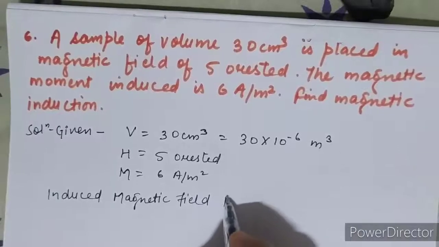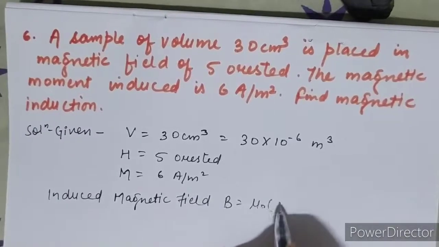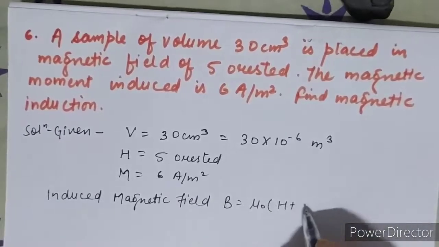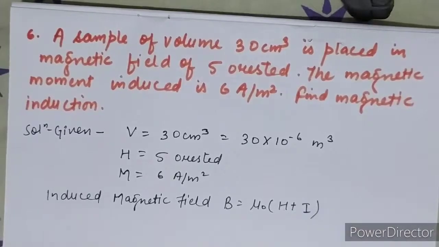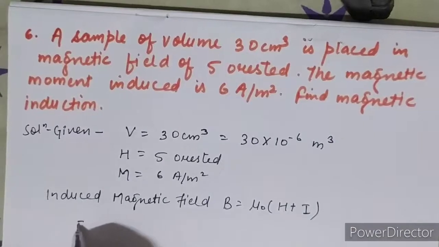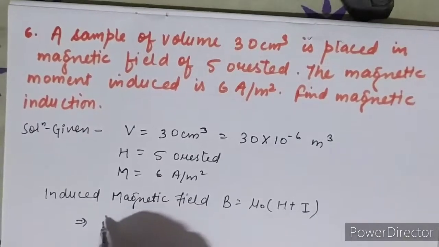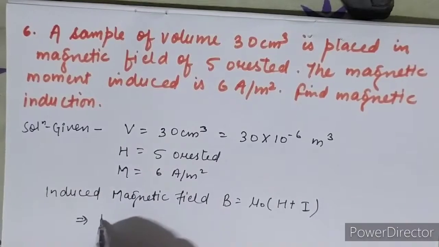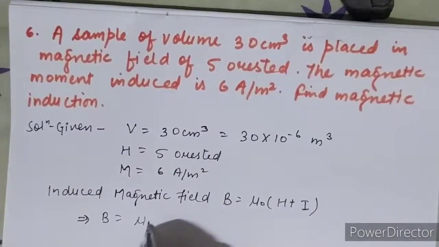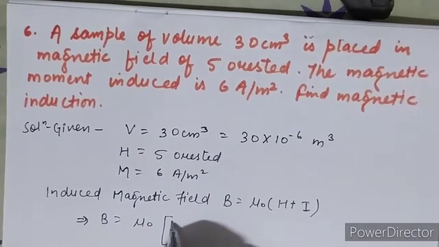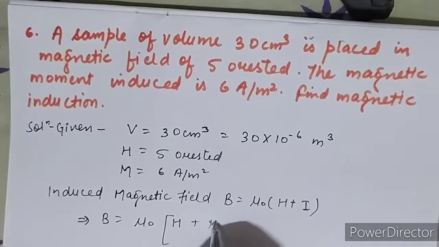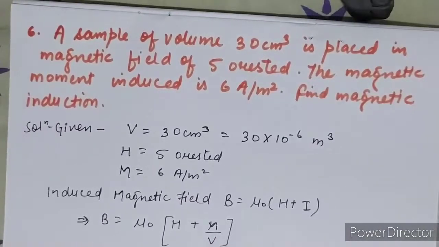So B, the formula is mu naught times H plus I: magnetizing field plus magnetization. We don't have the value of the intensity of magnetization, so we have to apply its formula. So you know the formula. What is the formula of magnetization? I am just writing it out: magnetic moment per unit volume. Clear?